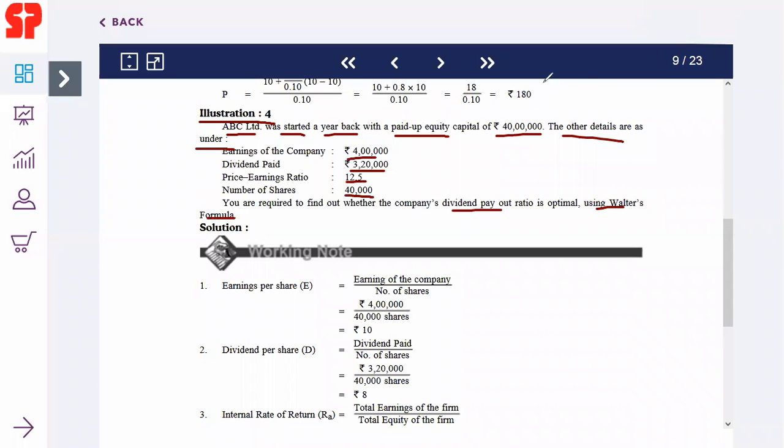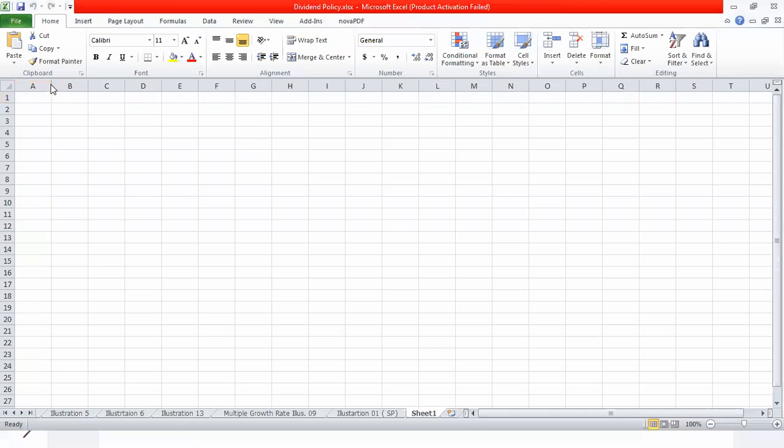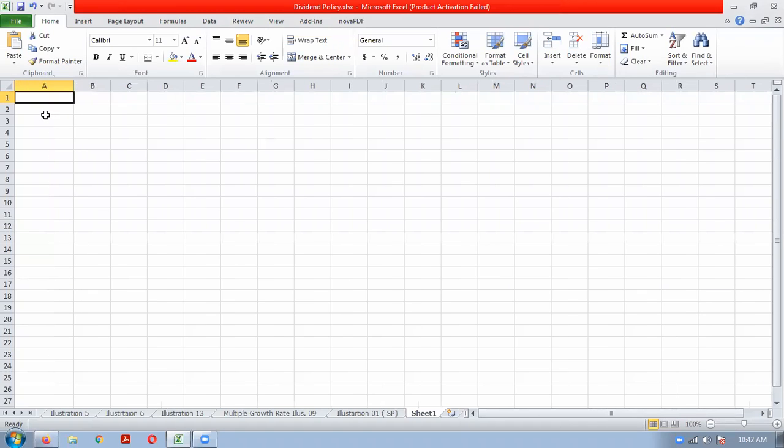So in this illustration, what we have to do, we have to find out the P0 as usual. In dividend decisions, our requirement will be to find out the P0 and tell whether the dividend payout ratio is optimal or not. So we can first start with the basic details. What is the Walter formula? What all details will be required?